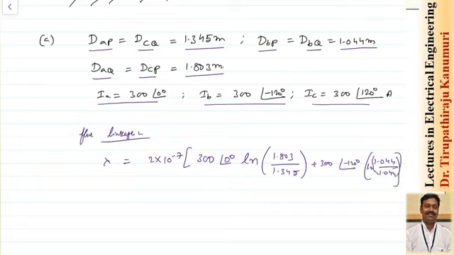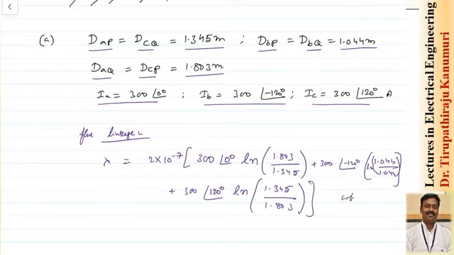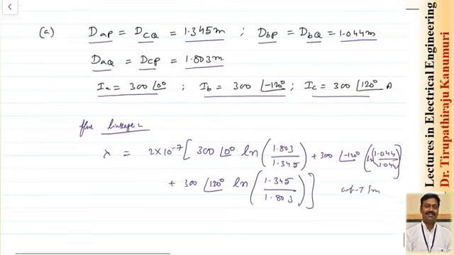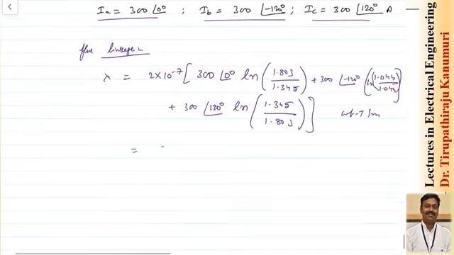Now coming to the third one. The third one will be 300 at an angle of minus 240 degrees, or plus 120 degrees, into ln of C with respect to Q, which is 1.345, and C with respect to P, which is 1.803. This will be in Weber turns per meter. Using this I can calculate flux linkages. This will be equal to 304.5 into 10 to the power of minus 7 at an angle of minus 30 degrees. This is what we obtain.